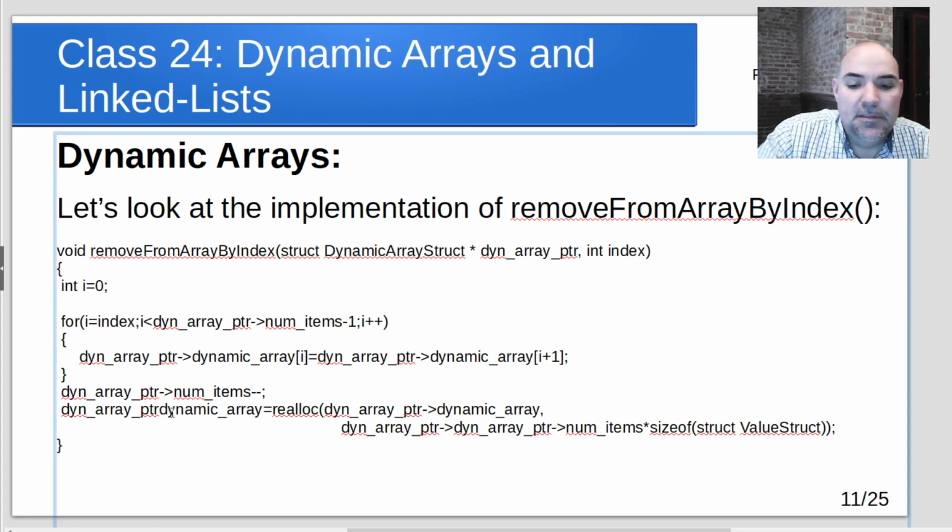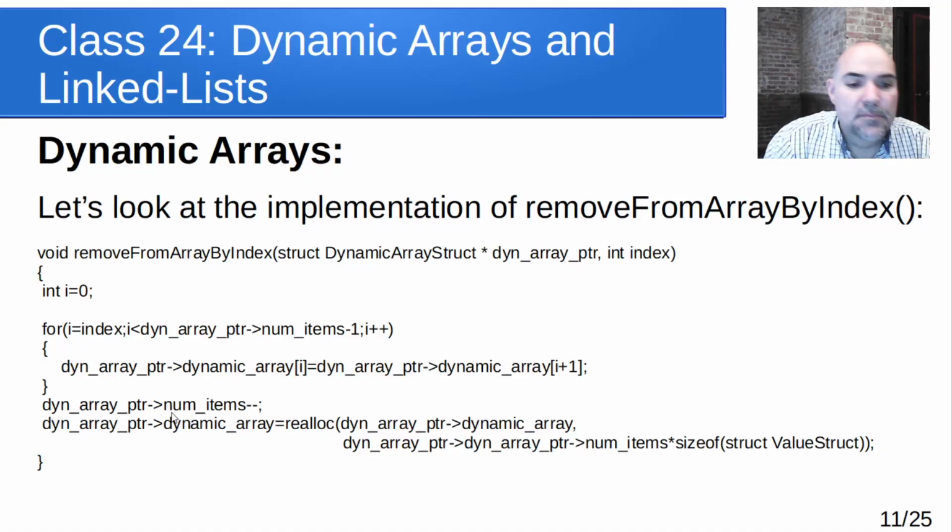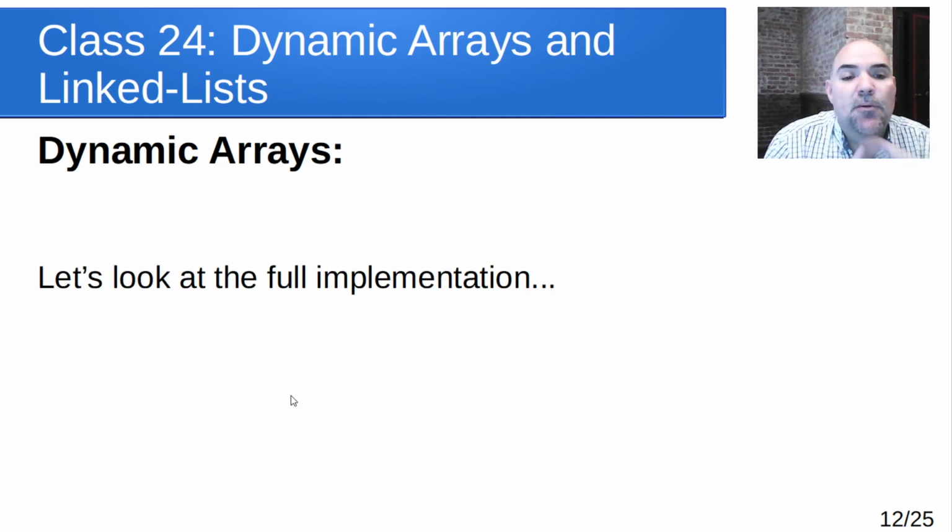And let me fix this. Okay, so it's kind of the opposite of what we did to add one, except we had to ripple all of them down over that slot that's being removed. So this will get rid of an item. So that's the idea for what we're doing. So let's take a look at the full implementation. So I'm going to switch over here, and we're going to look at that.